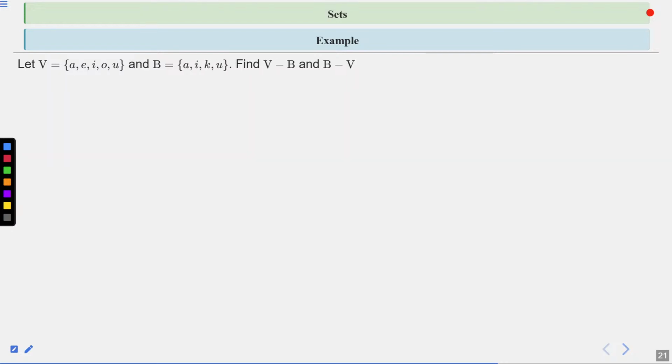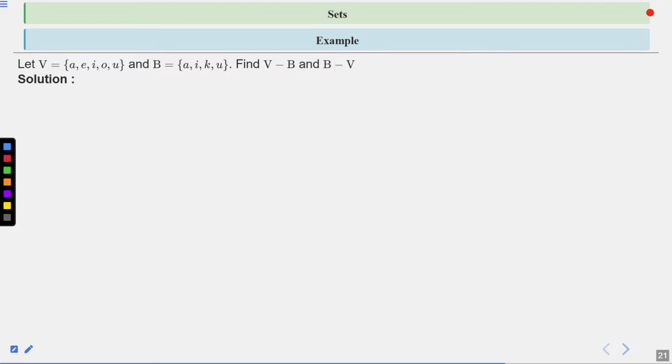Now, another example. Try to answer this. V is a set with 5 elements: A, E, I, O, U. B is another set with 4 elements: A, I, K, U. Find out V minus B and B minus V. Clear? So, please comment.